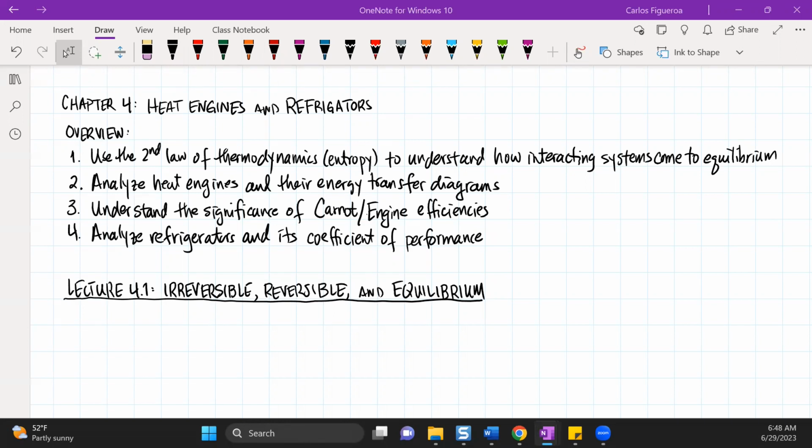2, we want to analyze heat engines and their energy transfer diagrams. 3, understand the significance of a Carnot engine and engine efficiencies. And then finally, we want to analyze refrigerators and their coefficient of performance.